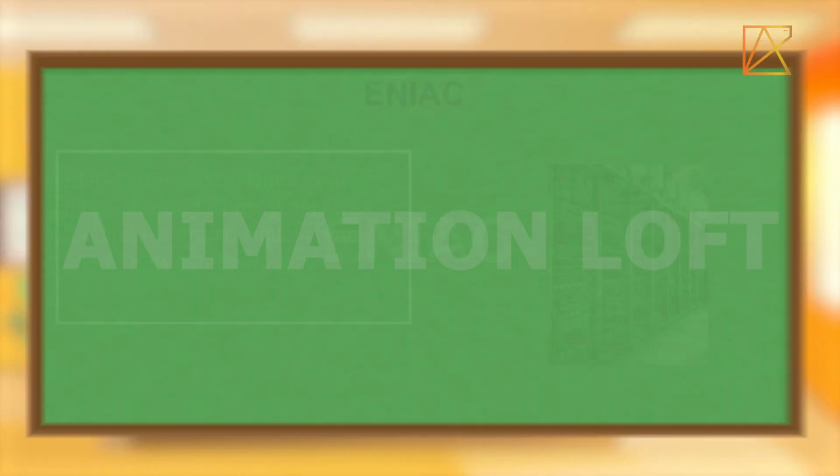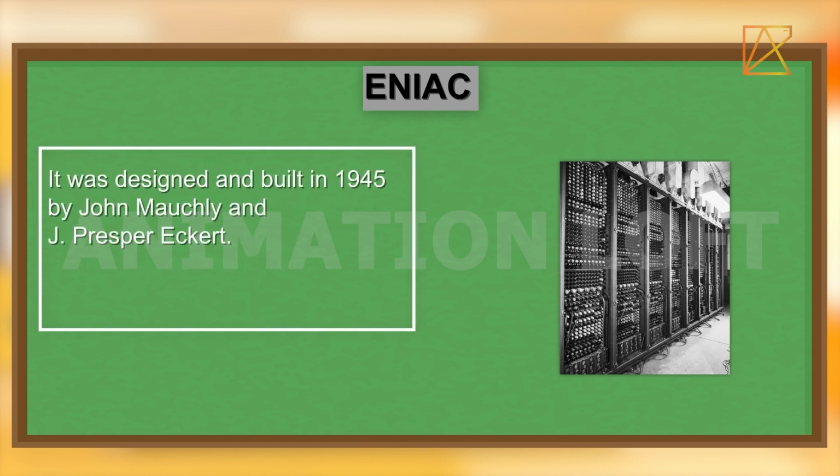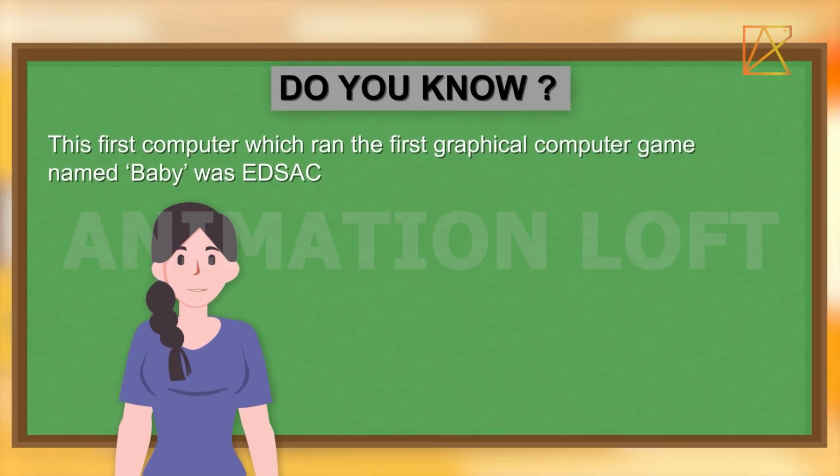ENIAC. Electronic Numerical Integrator and Computer was the first electronic digital computer used for general purpose. It was designed and built in 1945 by John Mauchly and J. Presper Eckert. Do you know? The first computer which ran the first graphical computer game, named Baby, was EDSAC.